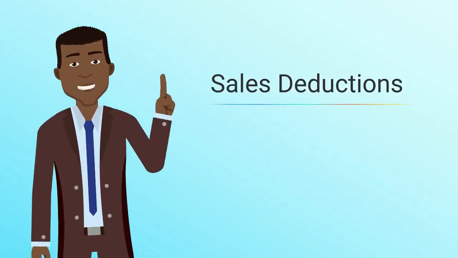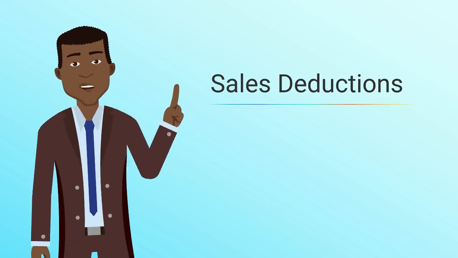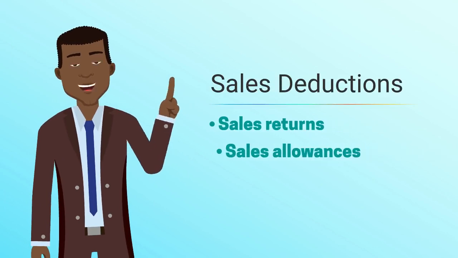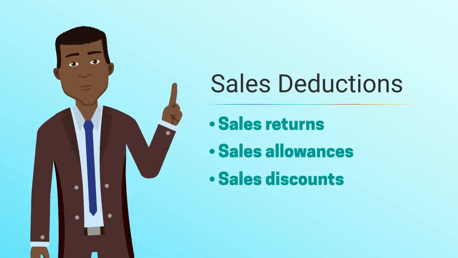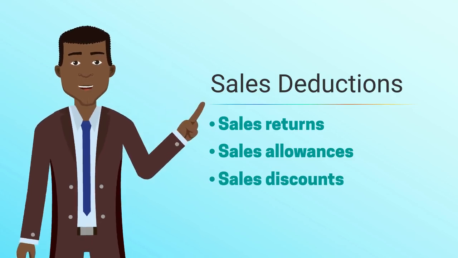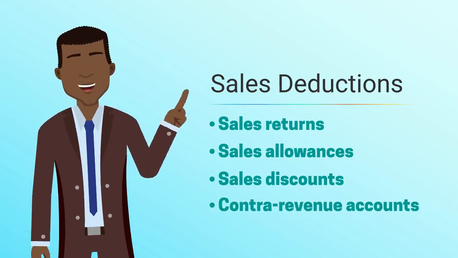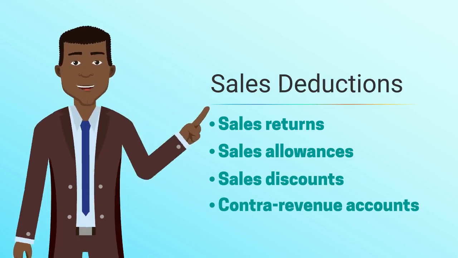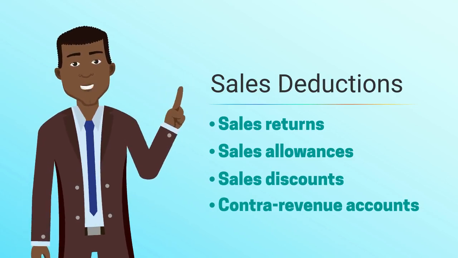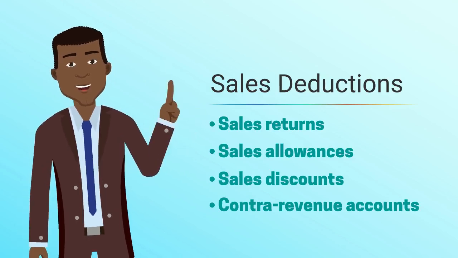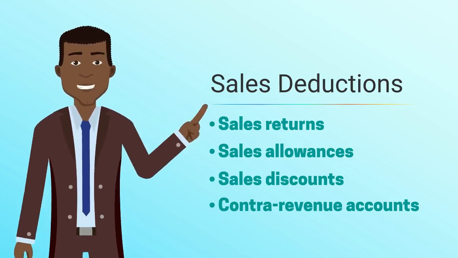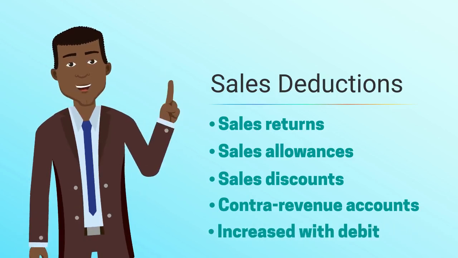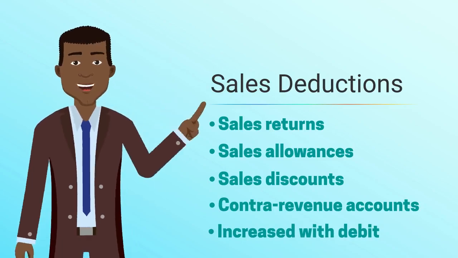There are also other situations where we could reduce the original sales price. These include sales returns, sales allowances, and sales discounts. All of these are what we call contra revenue accounts. Anything with the word contra means it's contrary or opposite. In the case of a contra revenue, that means these accounts act in the opposite manner of a regular revenue account. Contra revenue accounts are increased with a debit and have a normal debit balance.